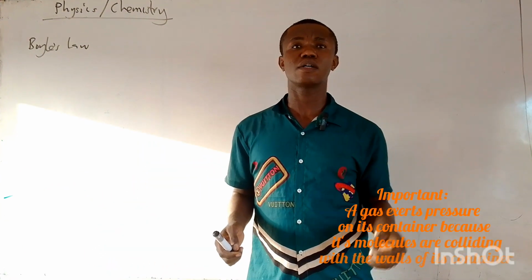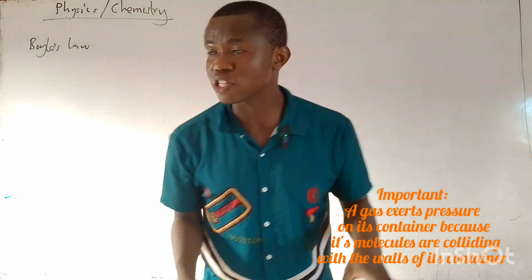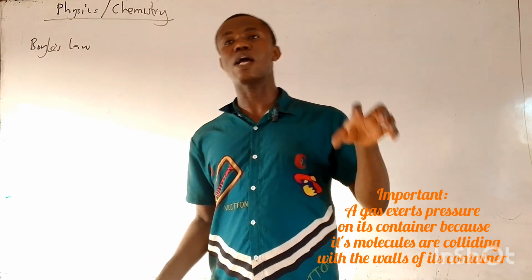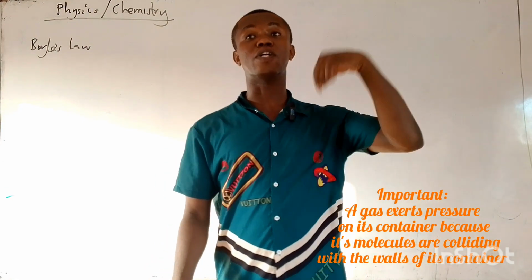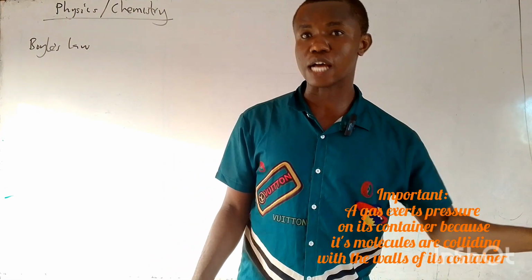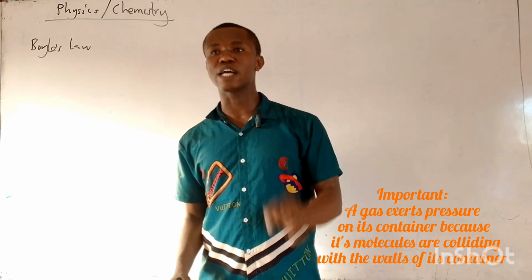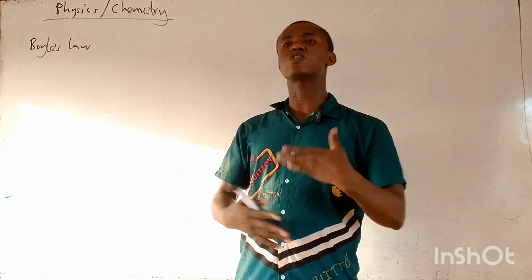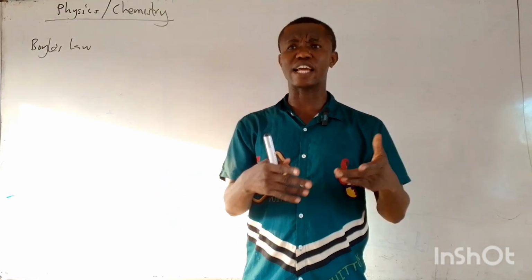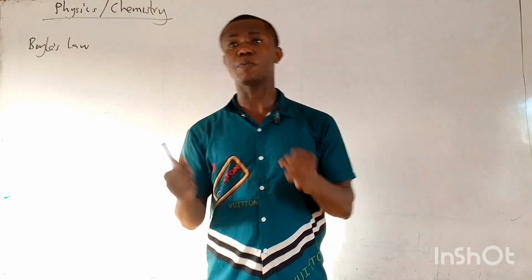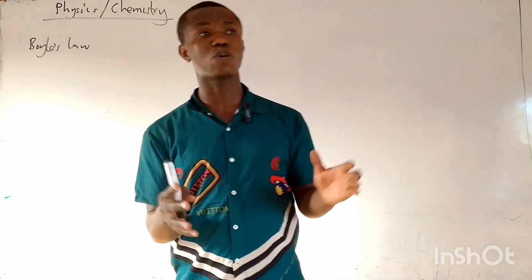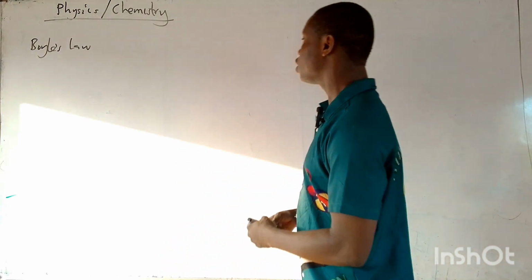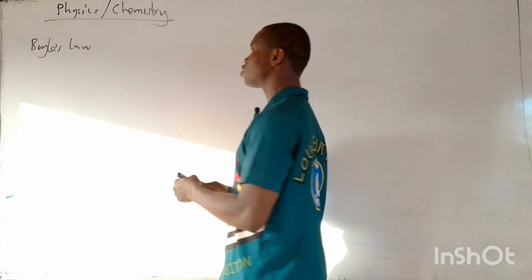why a gas exerts pressure on its container, because the molecules of the gas are colliding with the walls of the container. So when the number of collisions is very, very high, you find out that the pressure will be high, right? But when the number of collisions is very low, you find out that the pressure is low. Okay? So let's take two scenarios here.